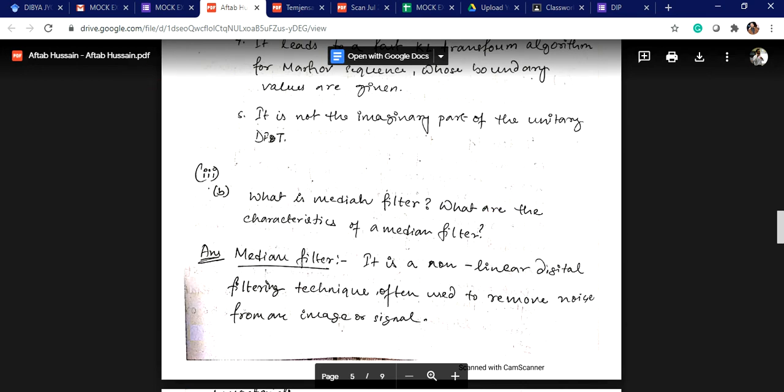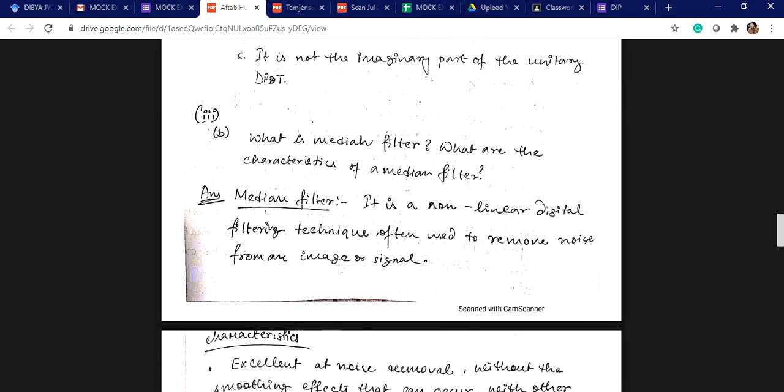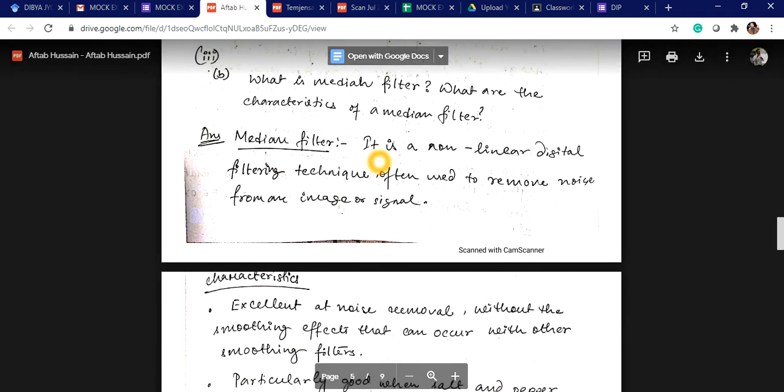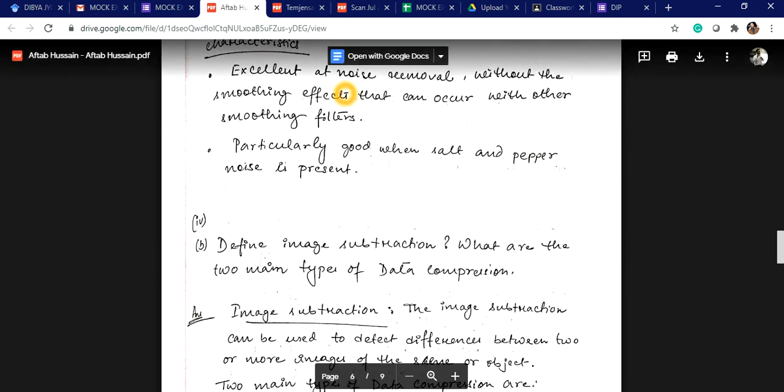Then median filter. What are the characteristics of a median filter? So median is of course a non-linear digital filtering technique often used to remove noise from an image or signal. Good. Excellent at noise removal without the smoothing effect that can occur with other smoothing filters. This property is very important, especially as an advantage of the median filter. Very good answer. And particularly good when salt and pepper noise is present. Both are very good.